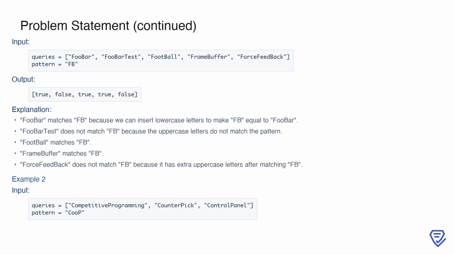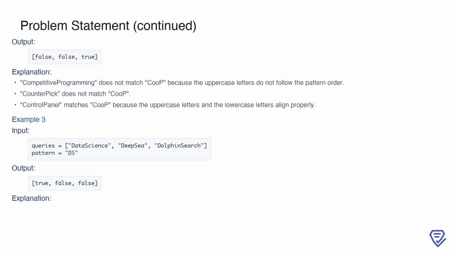pattern. Similarly, football matches FB, and so does frame buffer. But force feedback does not match because it has extra uppercase letters after matching FB. This example demonstrates how the order of uppercase letters and the presence of extra uppercase letters impact the result. Now, in the second example, queries is competitive programming, counterpick, control panel, and the pattern is coop. The output is false, false, true.